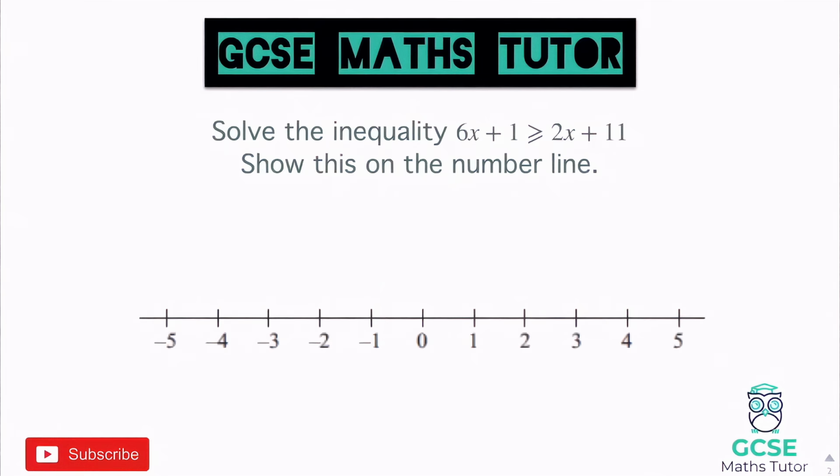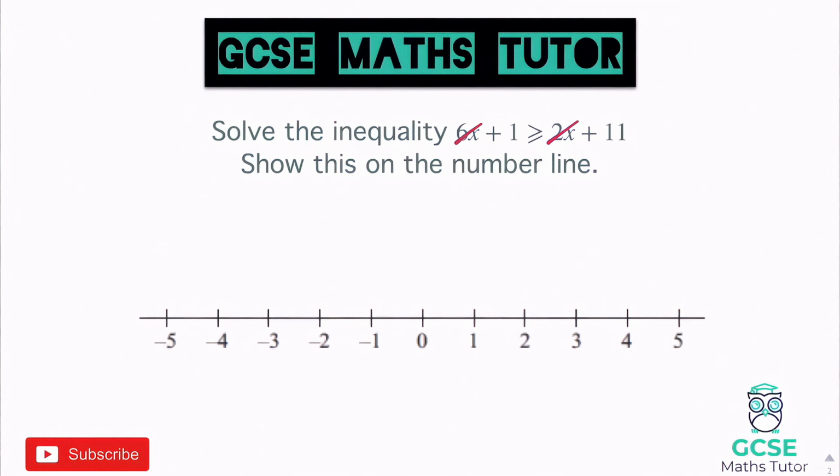Okay, so this inequality here, we've got 6x plus 1 is greater than or equal to 2x plus 11. So obviously we've got an x on both sides here, and I'm going to treat that just like when we have equations with x's on both sides. I'm going to eliminate the smallest x from both sides to start with. So the smallest value of x is that 2x there. So I'm going to minus 2x from both sides, which is going to get rid of it on the right, and it's going to reduce this 6x on the left here.